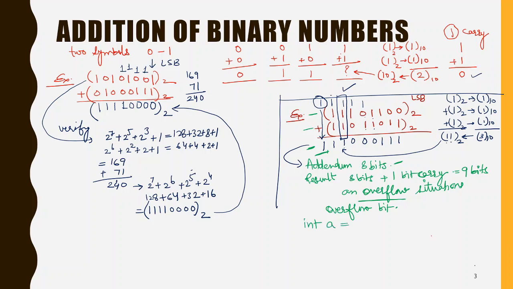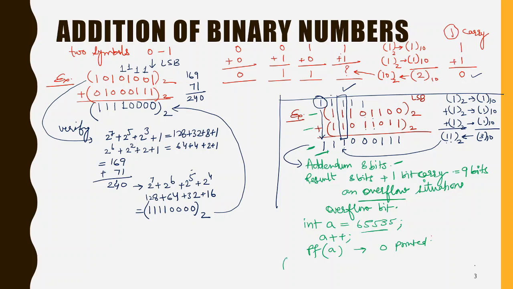If the value of integer a is 65535, and you do a plus plus, and then print a, the result is 0. Do you remember this? Why? Because a has the maximum capacity of 65535.